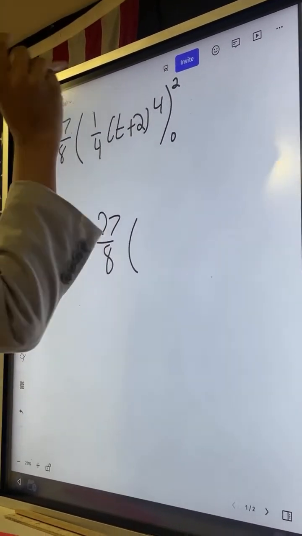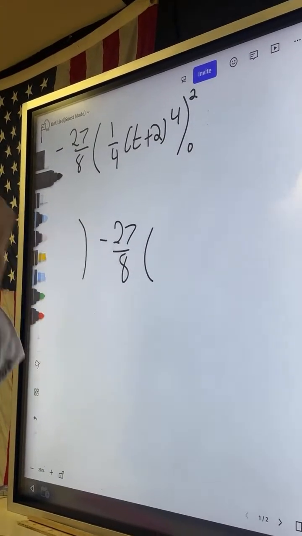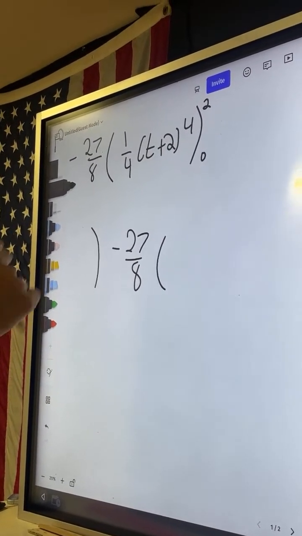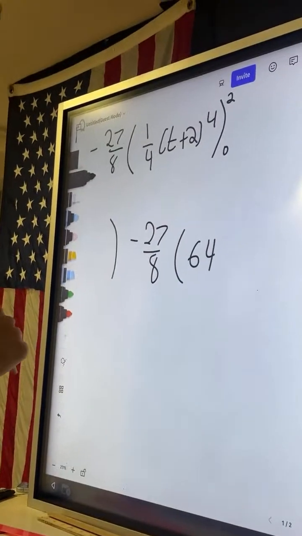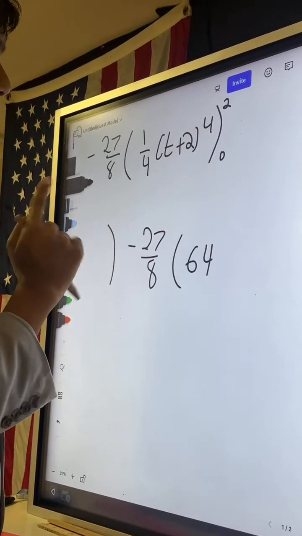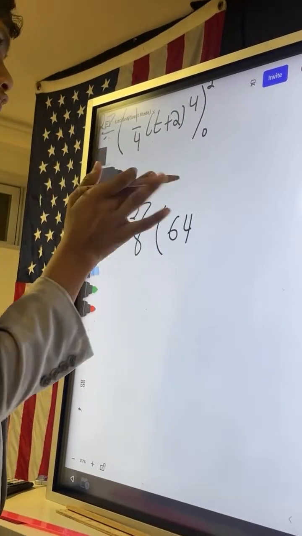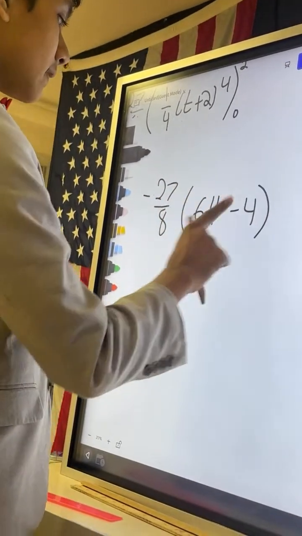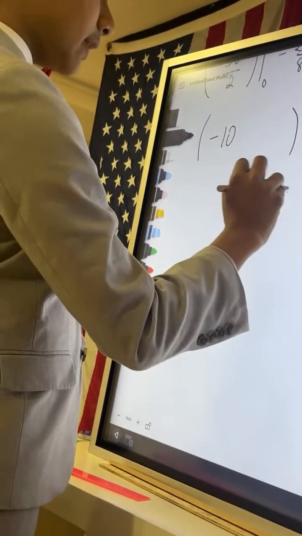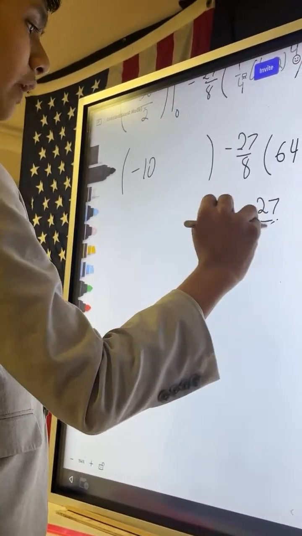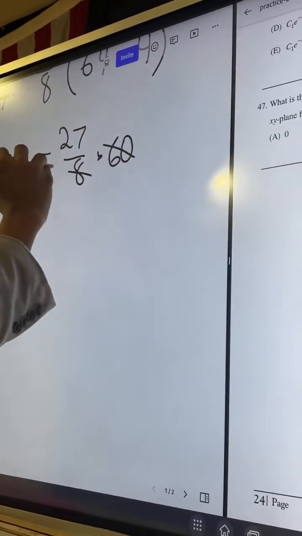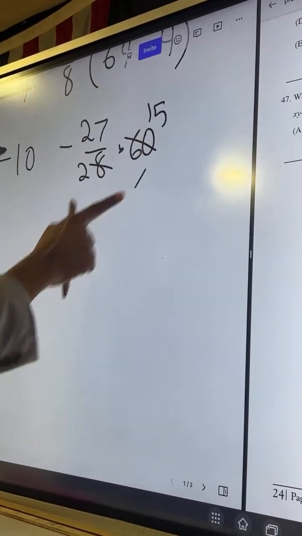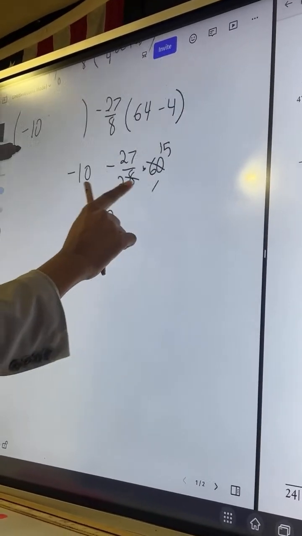1 over 4 times 4 to the 4 is 4 cubed, which is 64. And 1 over 4 times 2 to the 4 is just 2 to the 2, which is 4. So you get negative 10 minus 27 over 8 multiplied by 60. Now I can cancel out some factors to just get negative 10.